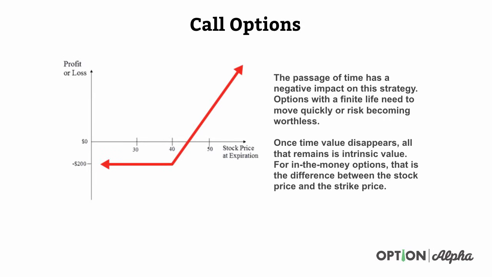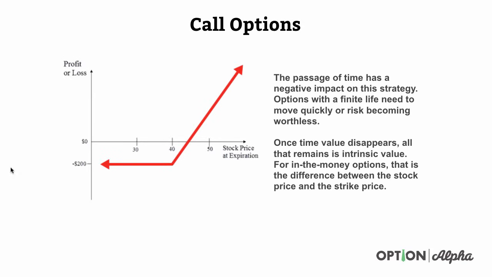Now, as time passes, it has a negative impact on the strategy. And that really goes for all long options, because options have a finite life. As they go quicker and quicker towards expiration, the time left for the stock to move into a favorable zone is going to be less and less. Once the time value disappears, then all that remains is the intrinsic value, so the difference between the strike price and the current price of the market. For in-the-money options, that's the difference between strike price and the current price of the market. For out-of-the-money options, they're going to be out of the money.